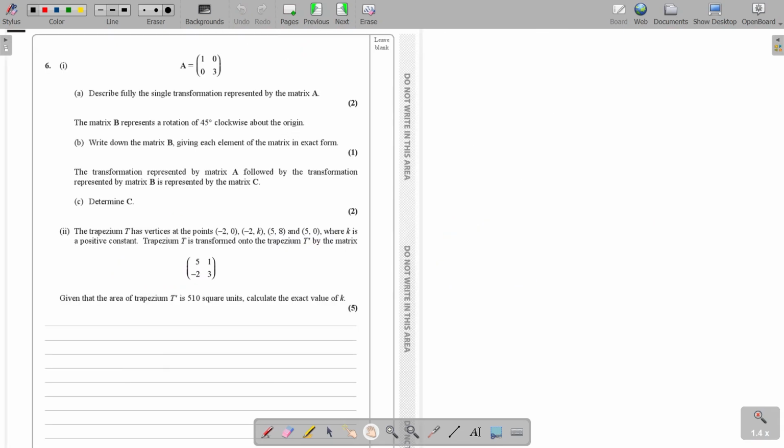Okay, question number 6, they say describe fully the single transformation represented by the matrix A. So always when you are describing a transformation, what do you measure it against? Always your starting matrix is what? The identity matrix. So you measure everything with respect to 1, 0, 0, 1. 1, 0 is on the x-axis, and this is 0, 1. Are you with me? So when you draw the line, this is 1, 0, and this is 0, 1.